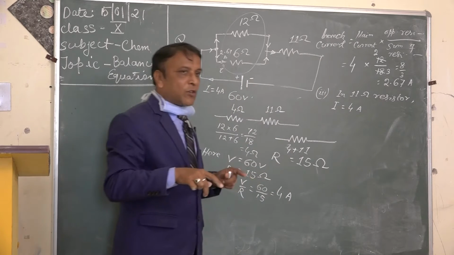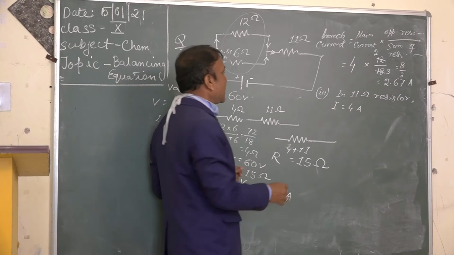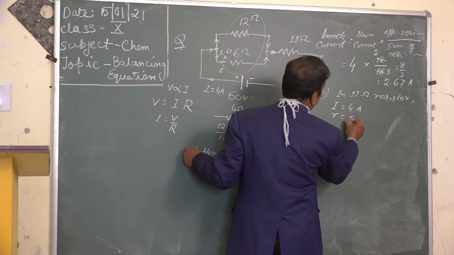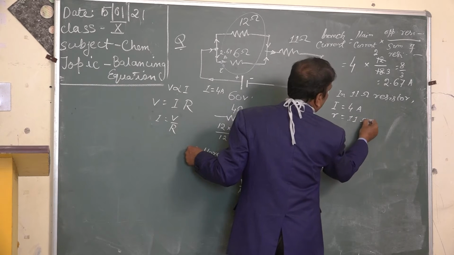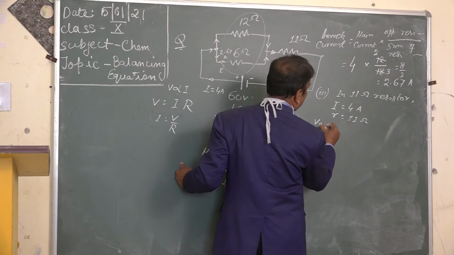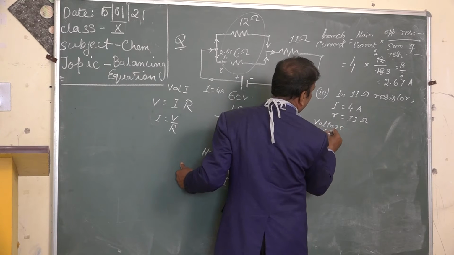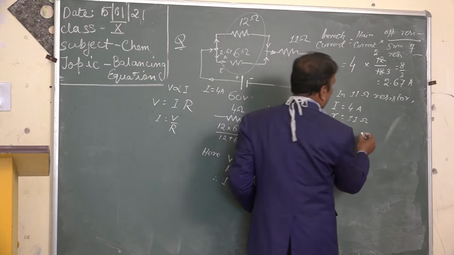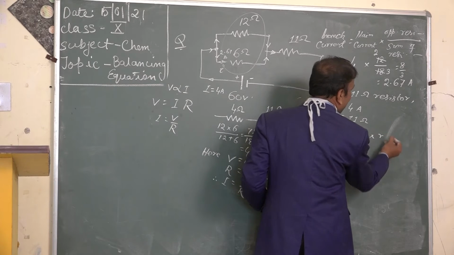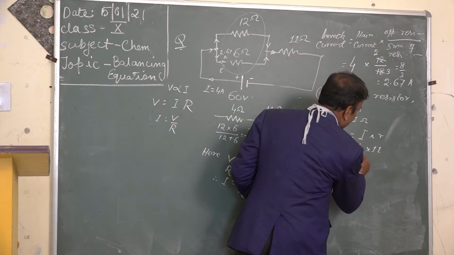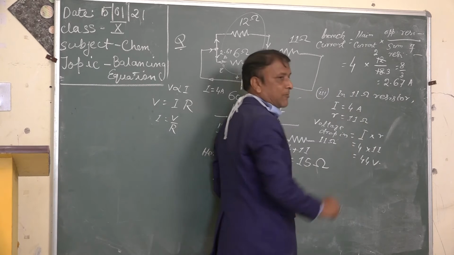What is its own value of resistance? 11. Right. So I am taking small r here because it is a branch resistor. So it is equal to 11 ohm. Then what will be the voltage drop? 44. Very good. So the voltage drop in the 11 ohm resistor, the formula is V is equal to I into R. So I is equal to 4 into R, that means 11. So this is equal to 44 volt.